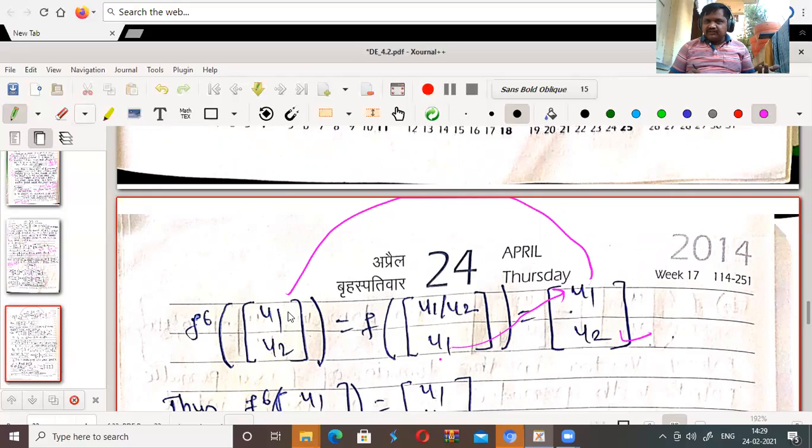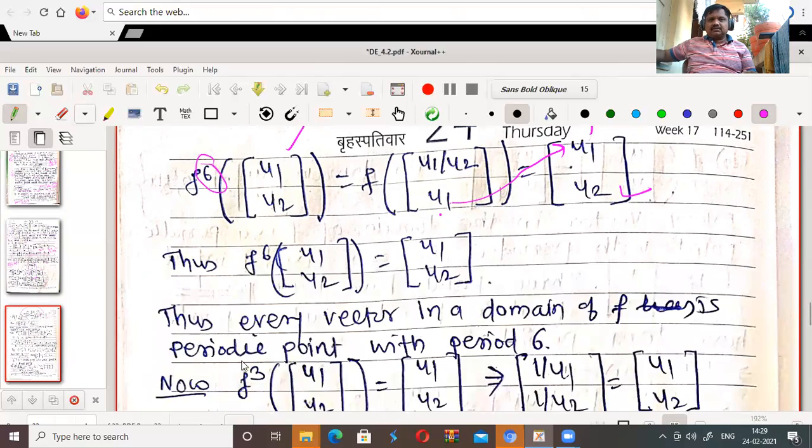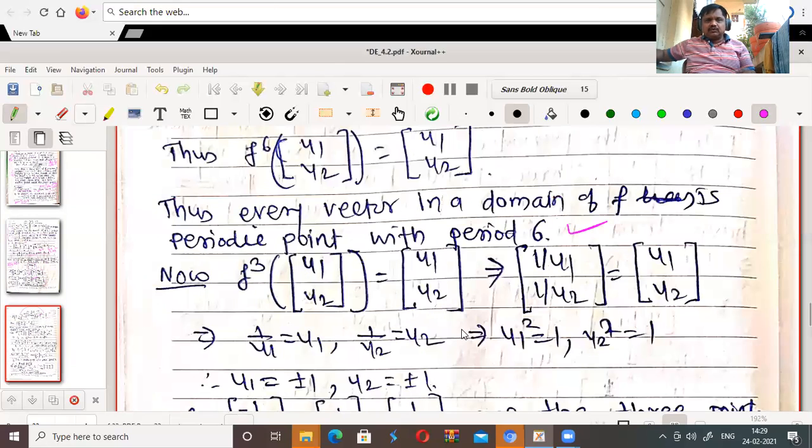So (u1, u2) means any vector. So every vector is a periodic vector of f with prime period 6. Okay, thus every vector in the domain of f is periodic with period 6, that we obtain. Now f^3 of (u1, u2) is equal to (u1, u2) implies, if I take f^3, that is, if I take it as a period with period 3, then what will we obtain?